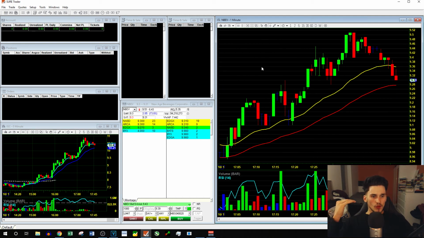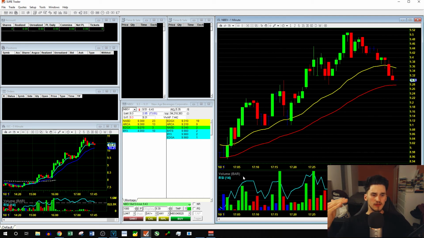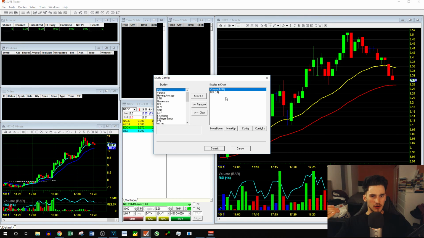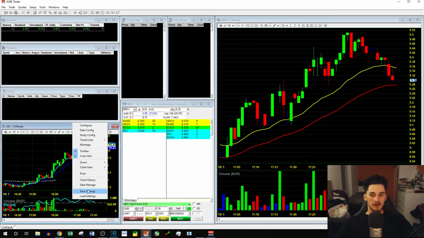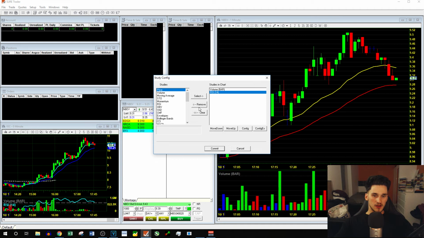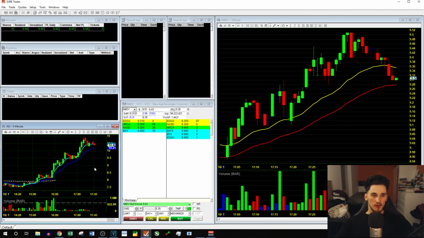So we've added a chart. Now we have the volume at the bottom, so these are the volume candlesticks. I've got the RSI on here, so I'm going to take the RSI off. To take it off, we basically click it and just click remove. Okay, and now that's gone. And if we do that on this one as well, study config, RSI, remove, there we go.